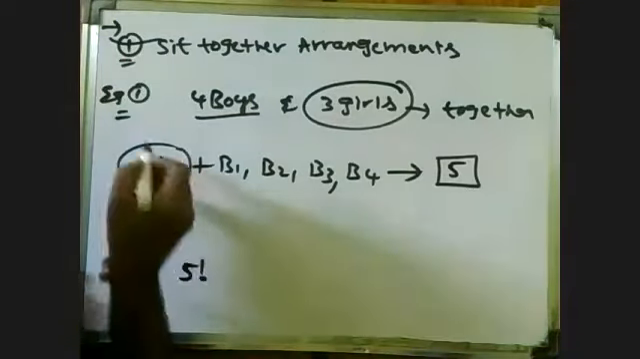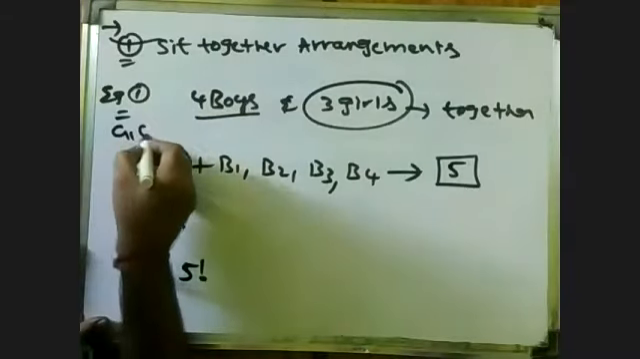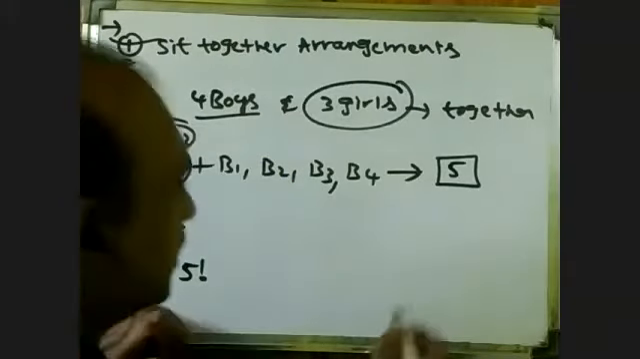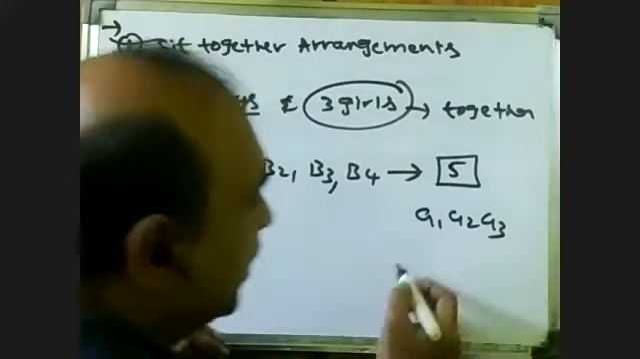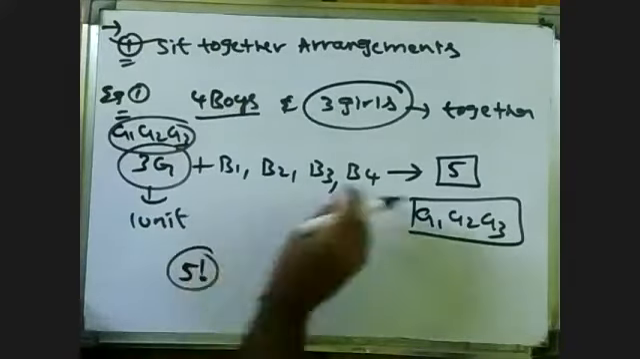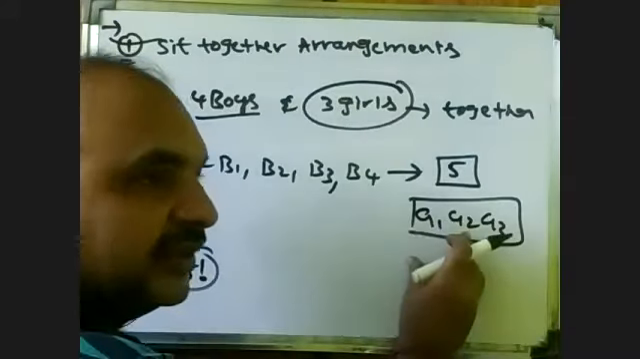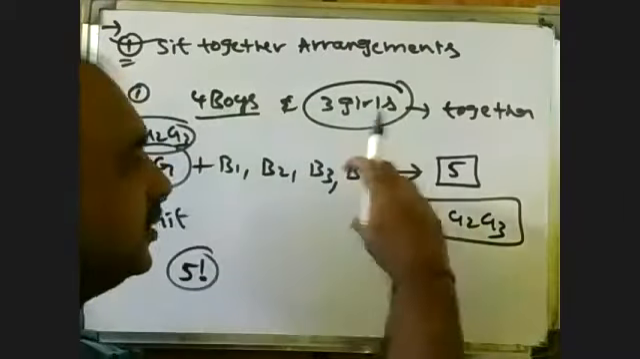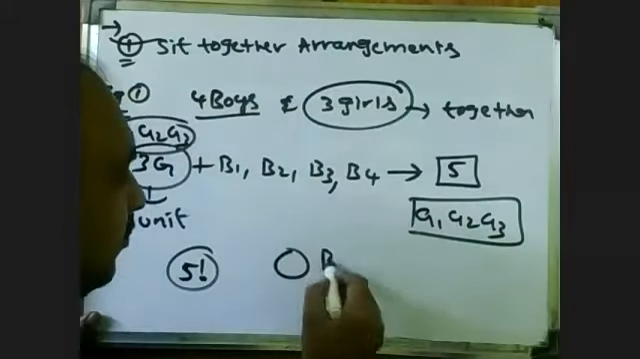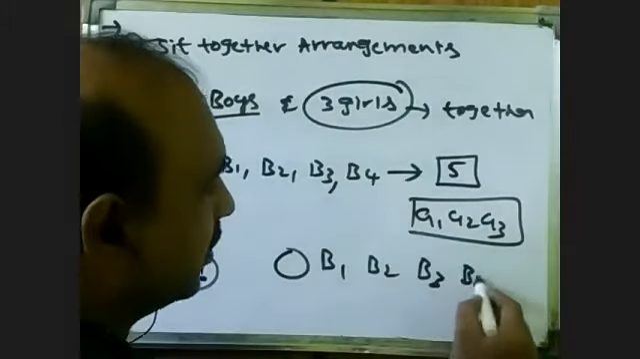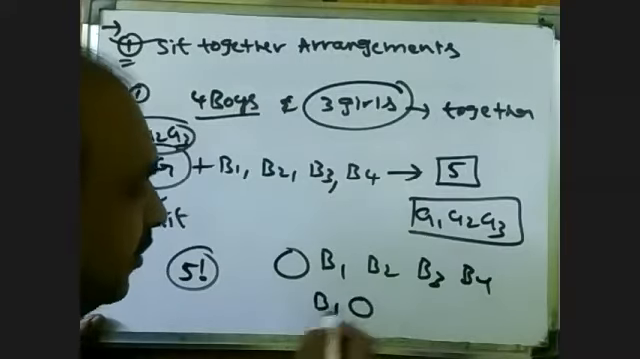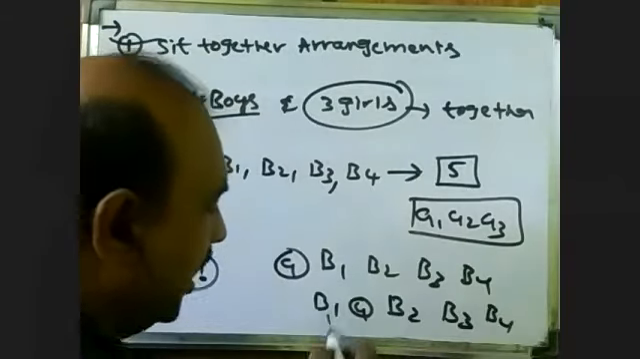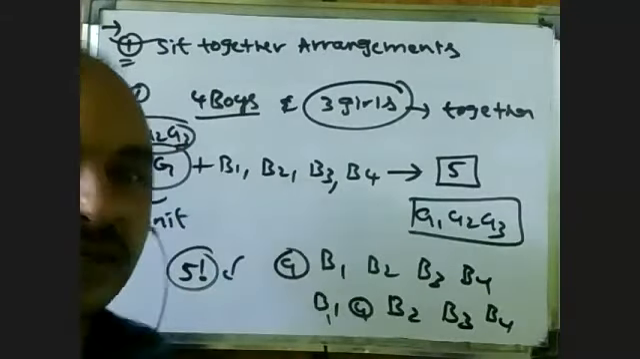And also, there are 3 girls, let us suppose G1, G2, G3. This is one of the arrangements. For this arrangement, you'll get 5 factorial ways. You first fix G1, second fix G2, third you fix G3, and you move this packet, this 1 unit of girls, like this. Now, what about this unit? B1, B2, B3, B4. This is one of the 5 factorial arrangements. B1, 1 unit of girls, B2, B3, B4. Like that, if you arrange, you get 5 factorial arrangements.